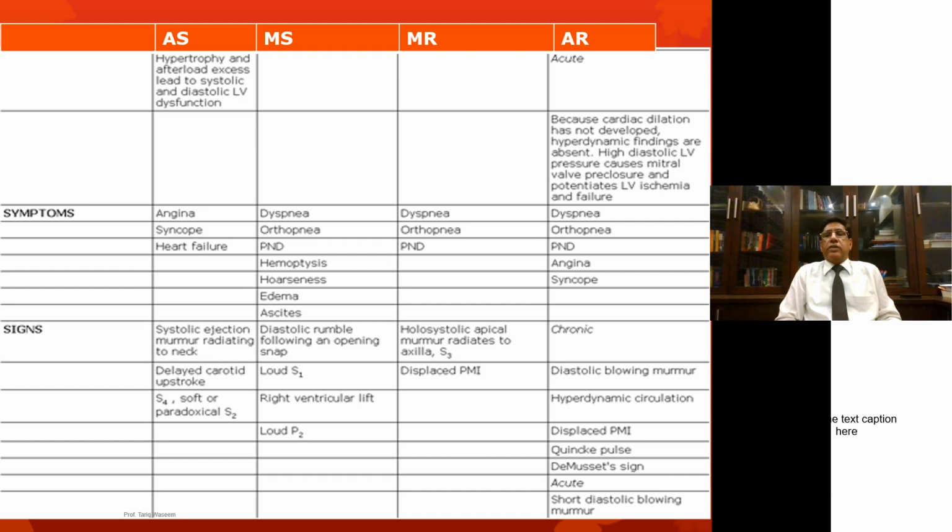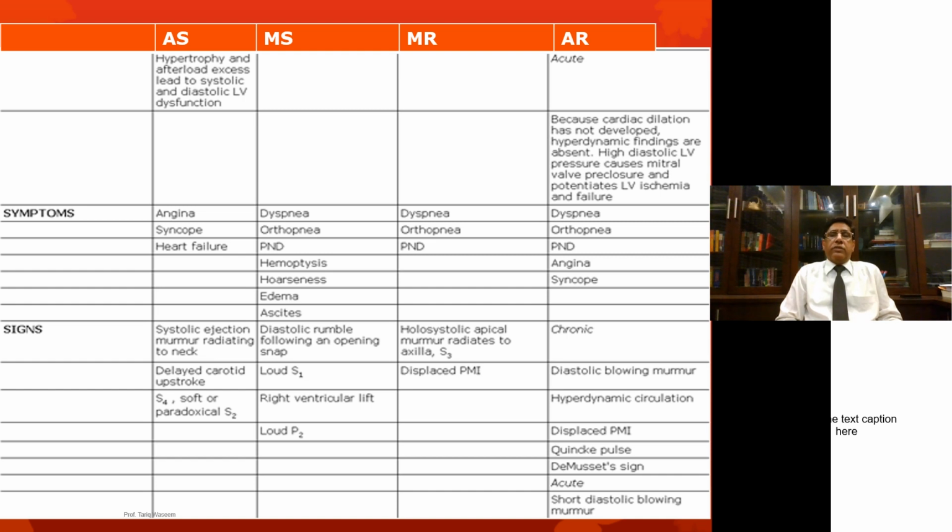acute breathlessness, dyspnea. The symptoms in a patient of aortic stenosis, as I said, the cardinal symptoms are angina, syncope, and heart failure. The symptoms in mitral stenosis are dyspnea, orthopnea, paroxysmal nocturnal dyspnea. Sometimes they may have hemoptysis as a result of pulmonary venous congestion and some of the pulmonary veins being eroded and becoming leaky. There may be hoarseness of voice as a result of left atrial enlargement, which presses upon the left recurrent nerve.